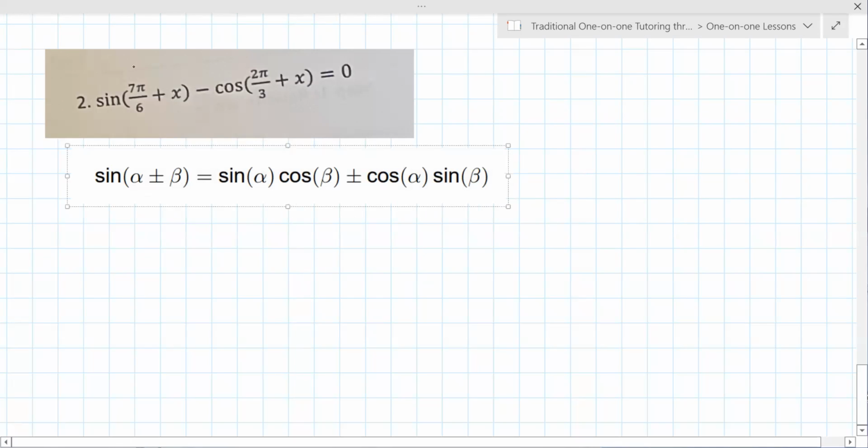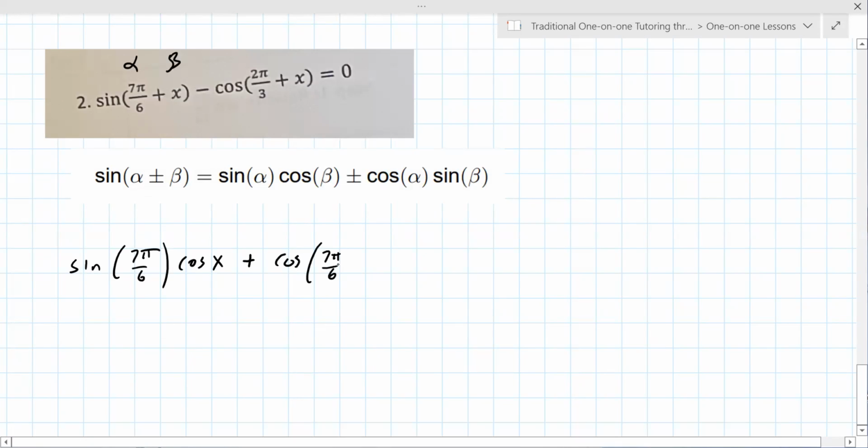So in this one, your alpha is 7 pi over 6 and your beta is x. And we're gonna use this formula down here. So it's sine 7 pi over 6 cosine x. Got to decide whether it's plus or minus. So whatever the sign is here, it's positive on the top. You use that one there. So plus, okay, and then it's cosine 7 pi over 6 sine x.